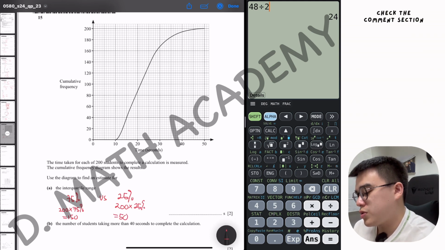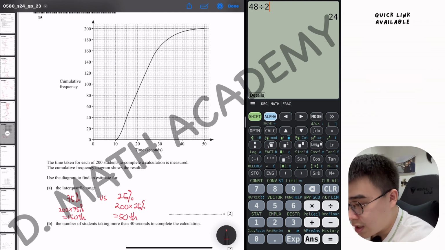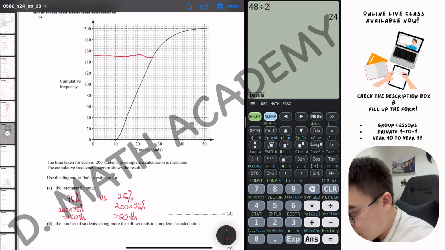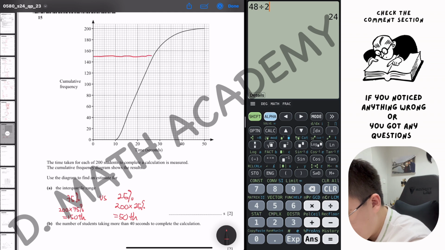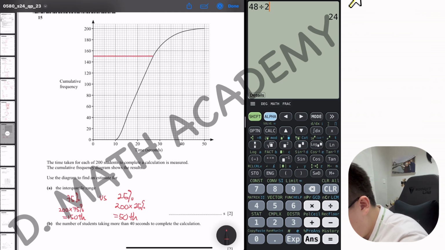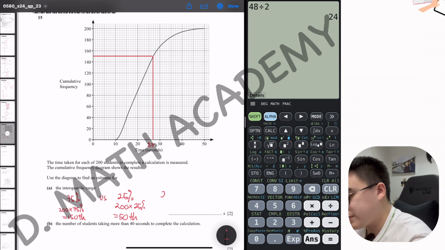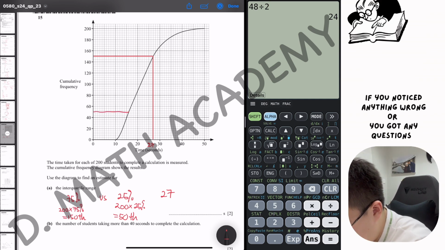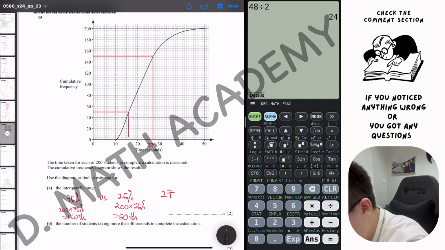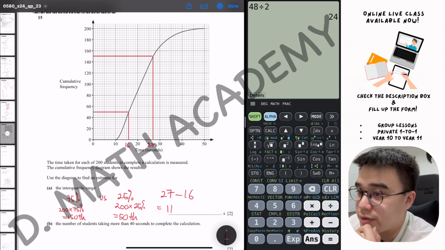Okay, so trace it down. Remember, it's the 50th and 150th. So 50th is here. If this is what they're looking for, it leads us to 27. And when it is 50, it should be somewhere around here, pointing us towards the answer that is 16. So 27 minus 16, you actually get 11 as your final result.